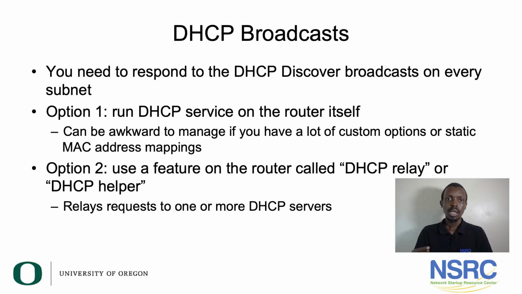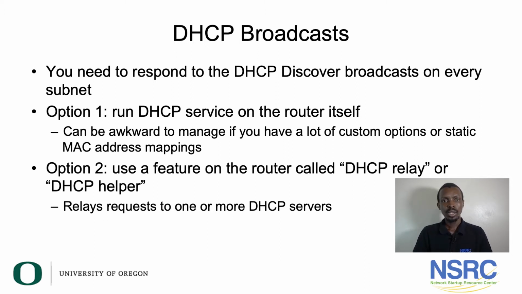The first one is to run a DHCP service on the router itself. Most router operating systems can run a DHCP server, but it's usually awkward to manage if you have a lot of custom options or you have static MAC address mappings, and generally you sometimes will find issues with corruption of the lease database on the router if it's been running for a very long time.